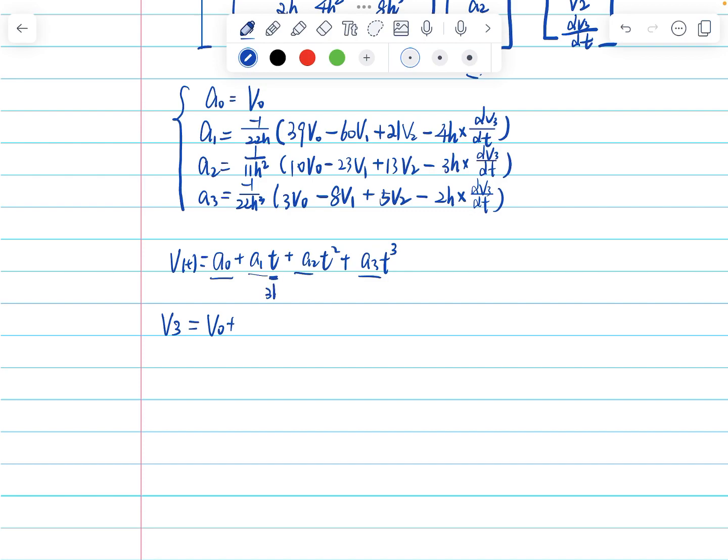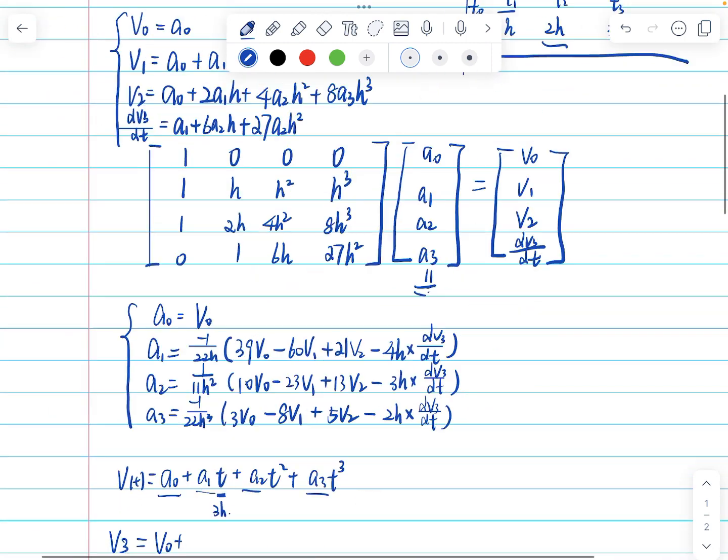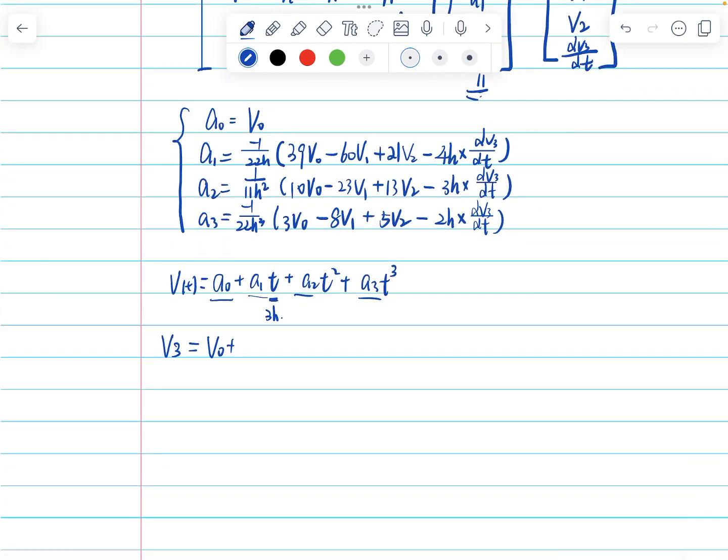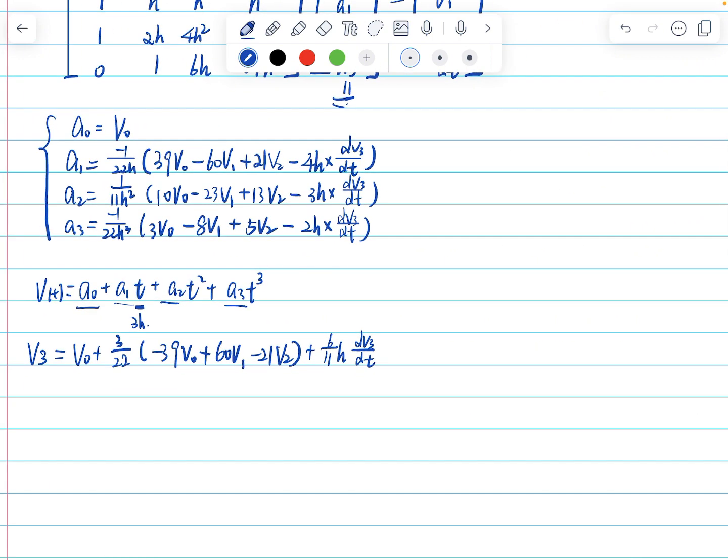T here should be 3H. So for V3, yes, 3H, right? So it should be, I'm also gonna put the negative sign back into the bracket so it looks better. Okay. Right. Here is 11/6 dV3/dt. Okay, this is the first, this A1t, right?